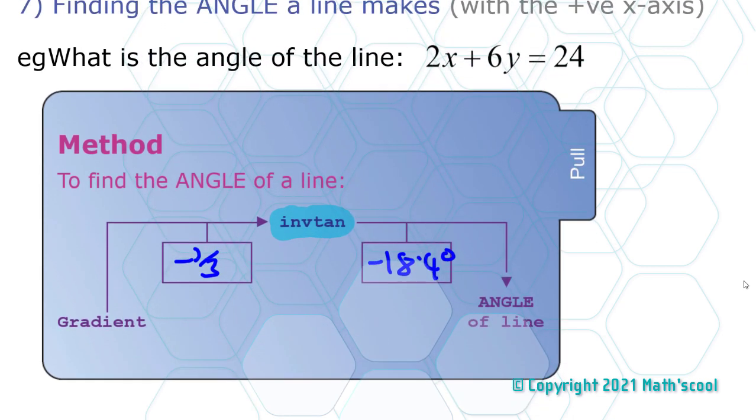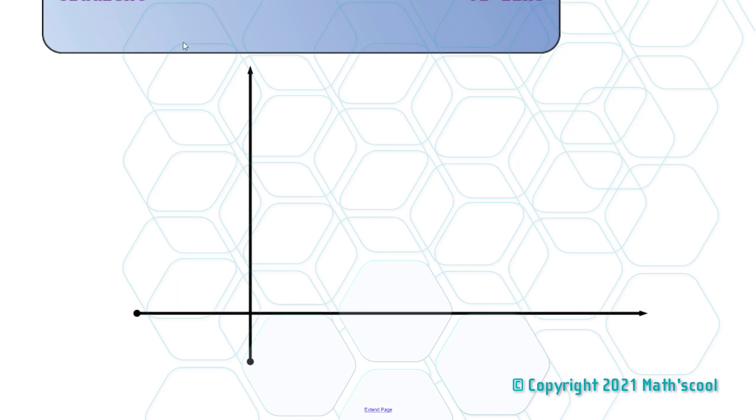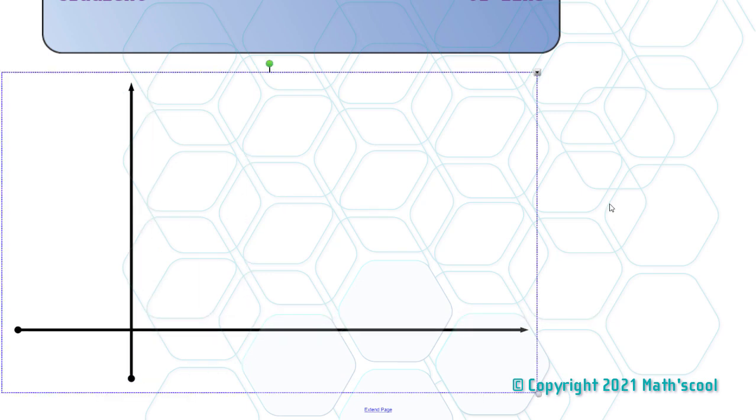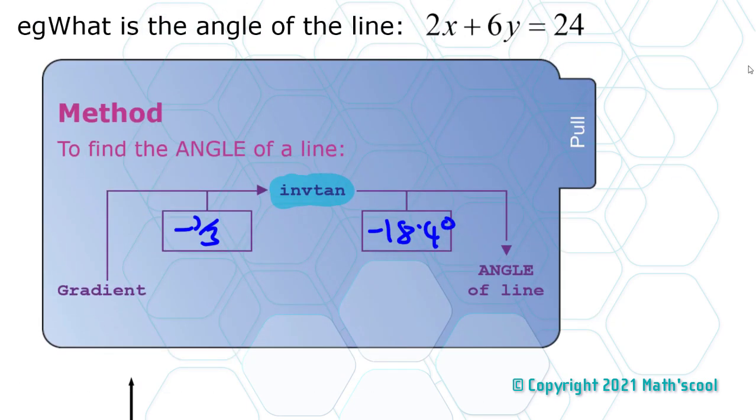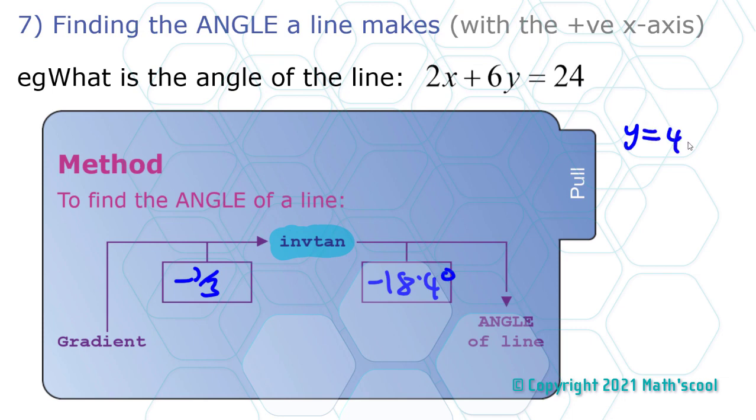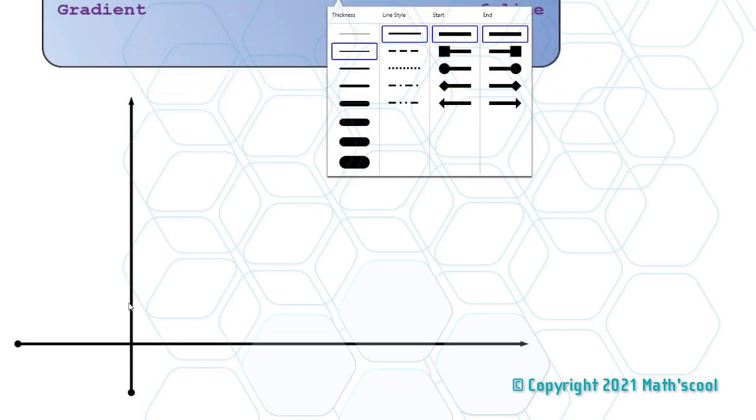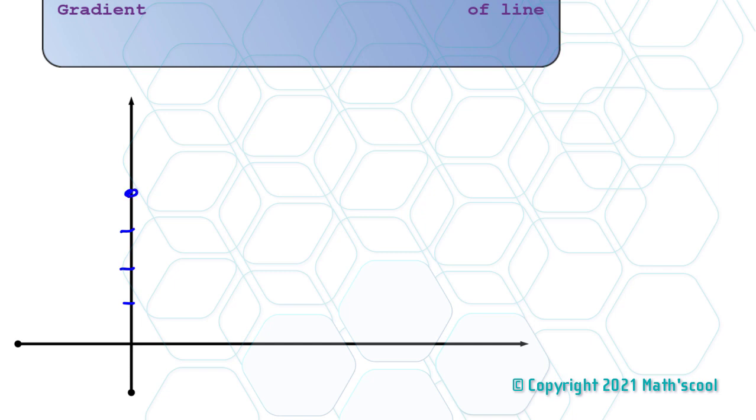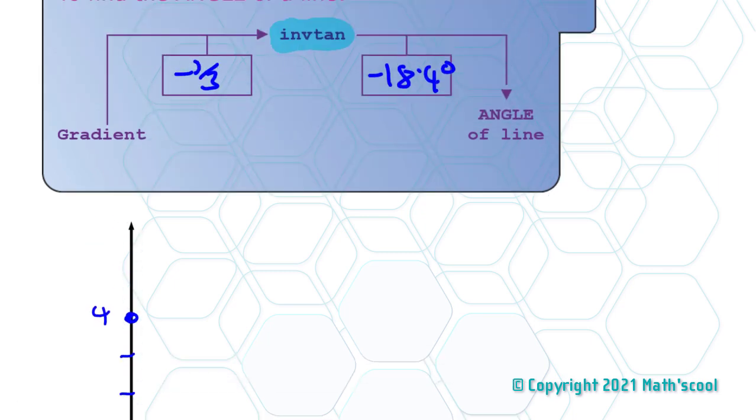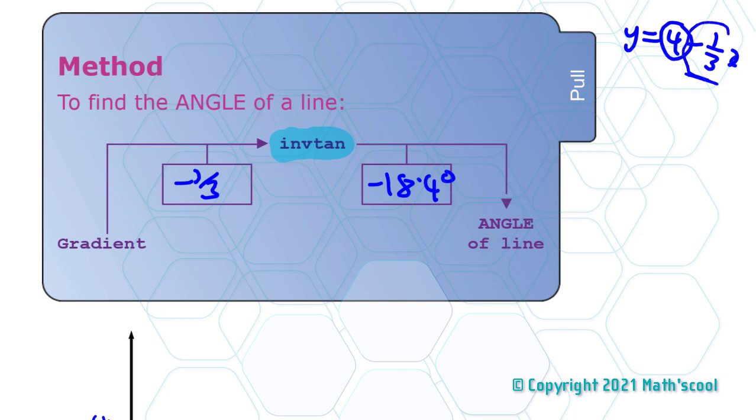But what do we mean by that's the angle of the line? Let's just explain that a little bit. Let's put a little grid up. I'm just going to move my grid across a bit. On my grid, let's draw this line. We already know it's y equals 4 minus a third x. So the y-intercept is 4. So we're going to start from 4 on the y-axis. 1, 2, 3, 4. And the gradient is minus a third.